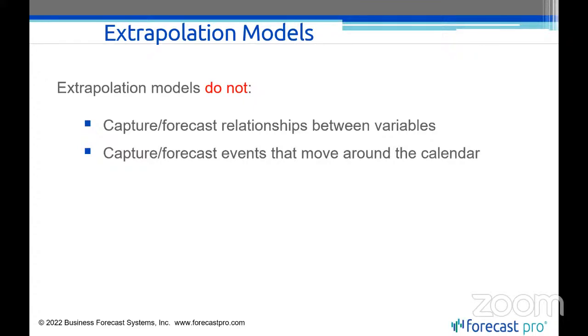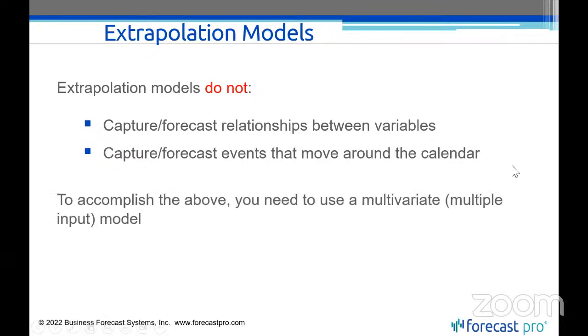So again, as we're thinking about this, what can't we capture with extrapolation? We can't bring in what I'm going to refer to as explanatory variables: pricing information, measures of the economy, temperature, things like that. We can't capture and forecast things that are moving around the calendar, say promotions, or maybe holidays, or maybe stockouts that occur. So these are all areas where extrapolation models are not going to get the job done. And to get the job done in these instances, we're going to need to use a multivariate model or a multiple input model. And that, of course, is today's topic.